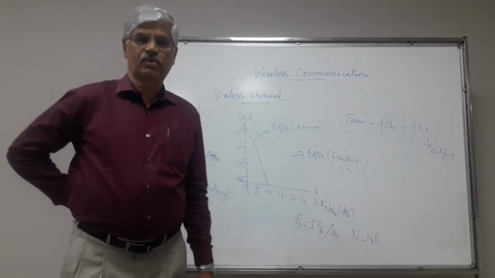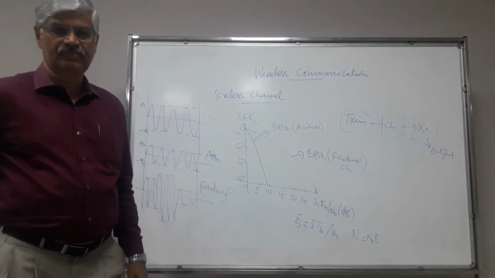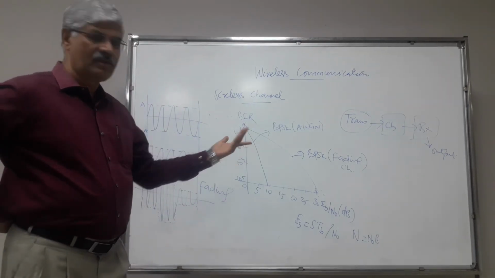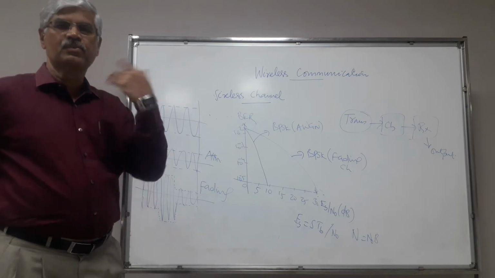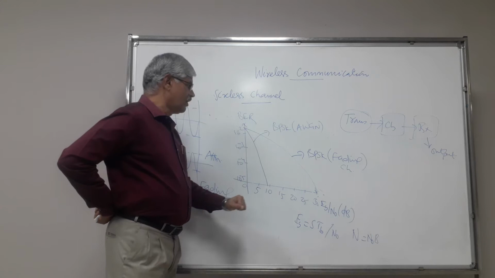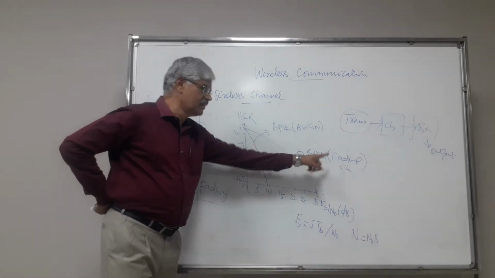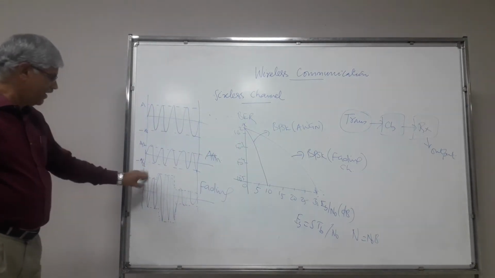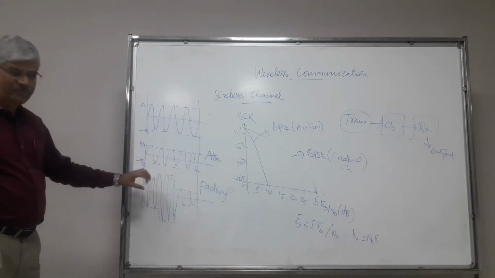20 dB more means what? 100 times more. Sometimes even 40 dB more, 1000 times more signal power is required to get the same quality using the same modulation when there is fading present. And this fading also is random.